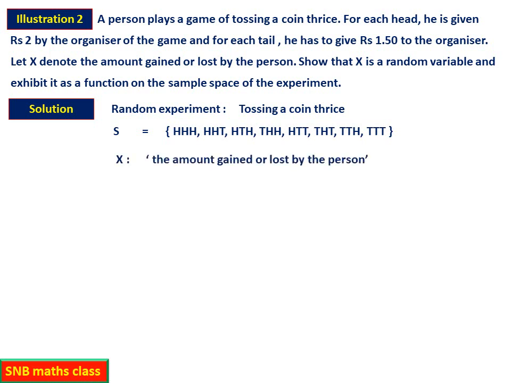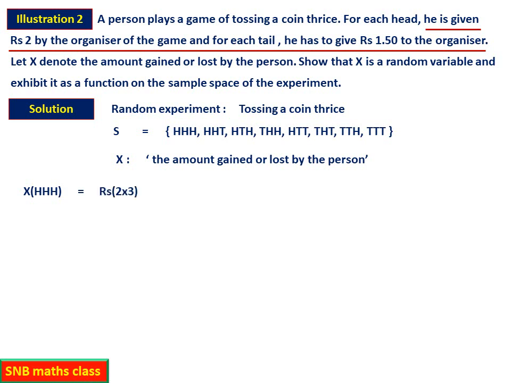Now, what is X? The amount gained or lost by the person. So this is now X of HHH. Now look at the condition. If head, then he gets 2 rupees. He is given 2 by the organizer of the game, and for each tail he has to give 1.5. Therefore, this will be equal to rupees 2 into 3, 6 rupees.